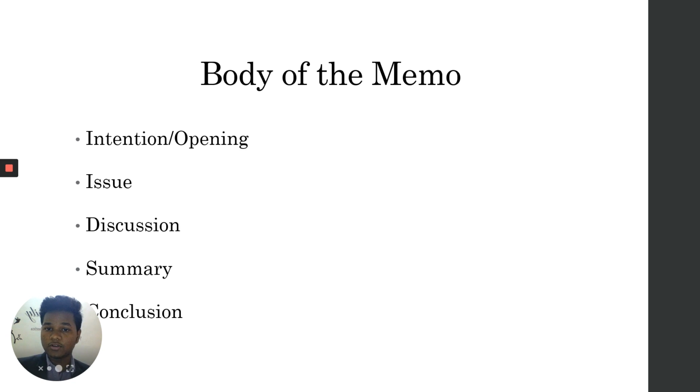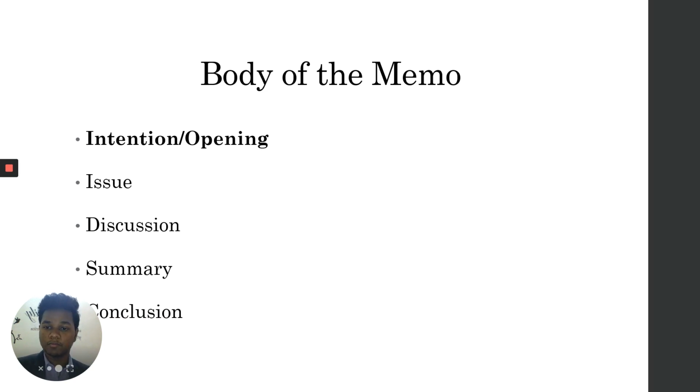Next is the body of the memo. The body of the memo can be divided into 5 sections. The first one is the intention or the opening paragraph. We state the intention of the memo, and we also give an overview of what information we are going to present in the memo.